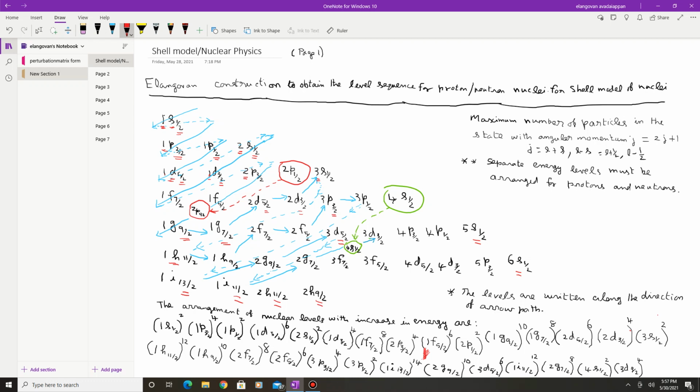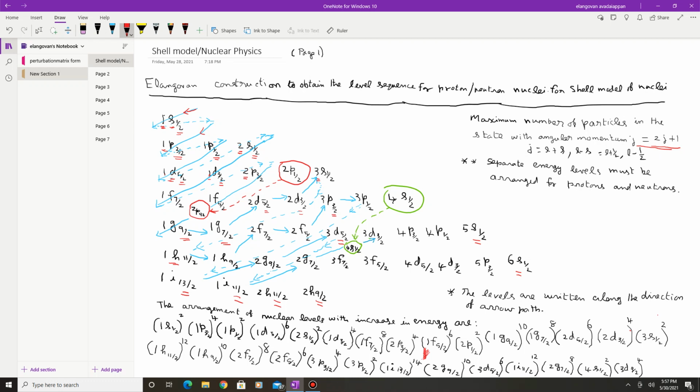Then we make an arrow mark along this direction. From here you begin with the 1s state, so 1S half. Then again you begin from here, writing along the arrow like this. You write the first level, 1S half. The total number of particles occupied in a state with angular momentum j is 2j plus 1. If you have a j state, 2j plus 1 will be the total number of particles in that state.